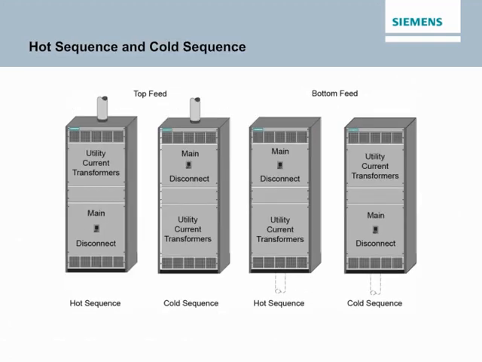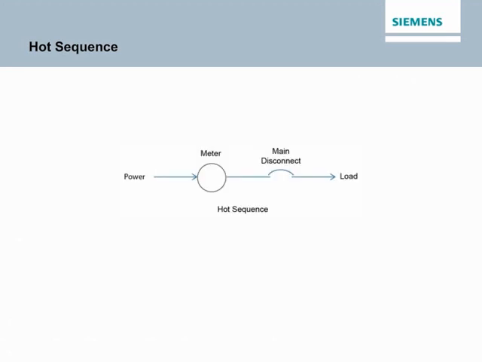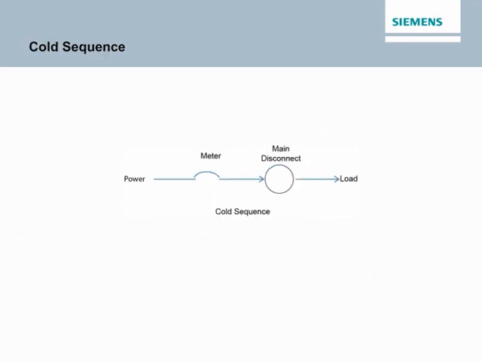Metering can either be hot sequence or cold sequence. This refers to whether or not power is still applied to the utility meter when the main disconnect is switched off. This drawing illustrates hot sequence metering. When the main disconnect is open, power is removed from the load, but power is still applied to the utility meter. This drawing illustrates cold sequence metering. When the main disconnect is open, power is removed from the utility meter and the load.